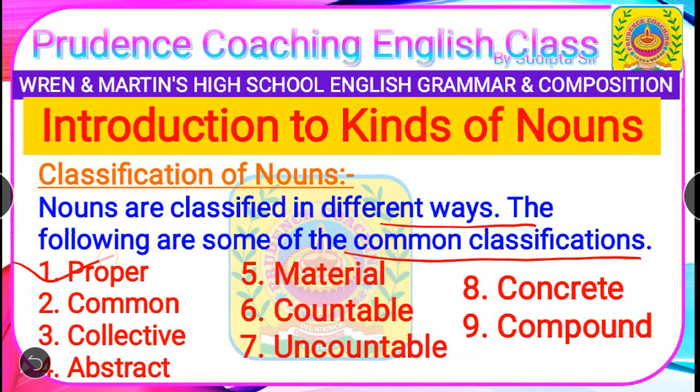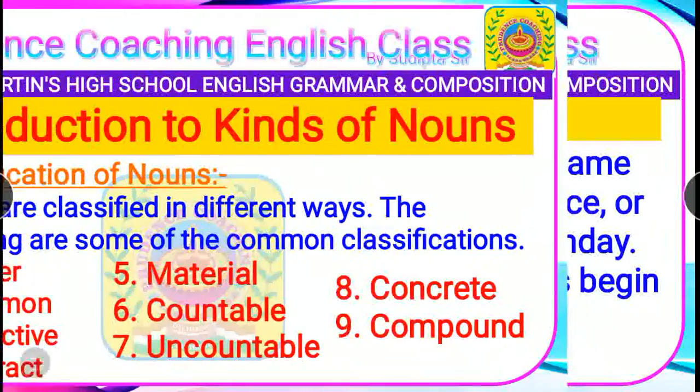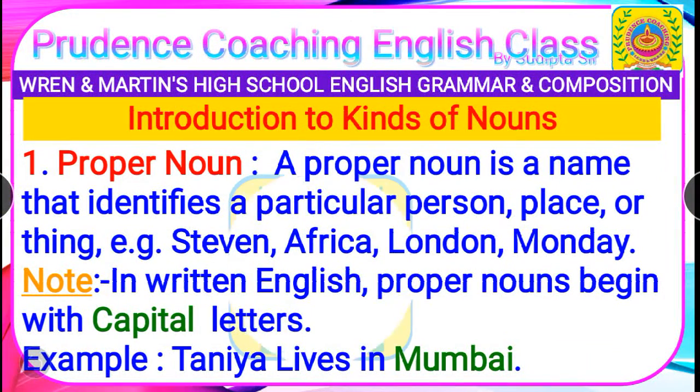Number 1, there is proper noun, common noun, collective noun, abstract noun, material noun, countable noun, uncountable noun, and number 8 is concrete, and number 9 is compound noun. Now we will discuss each type along with its example.